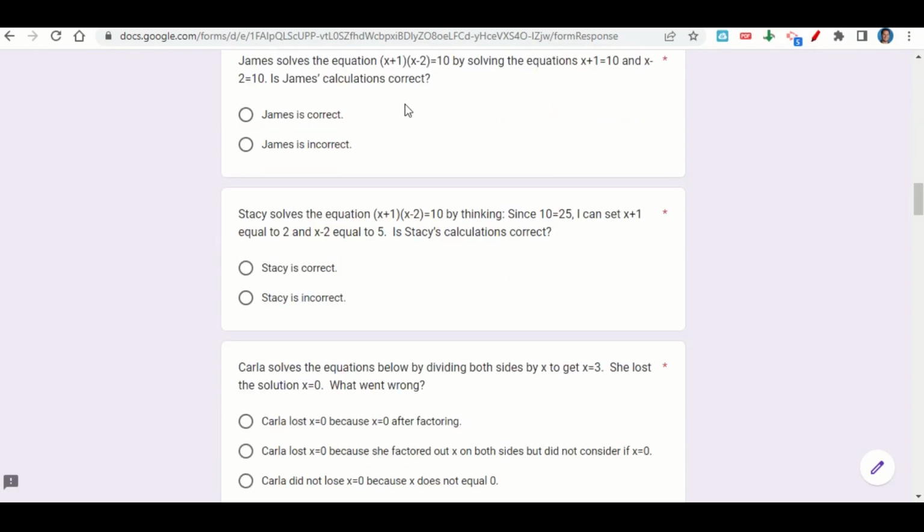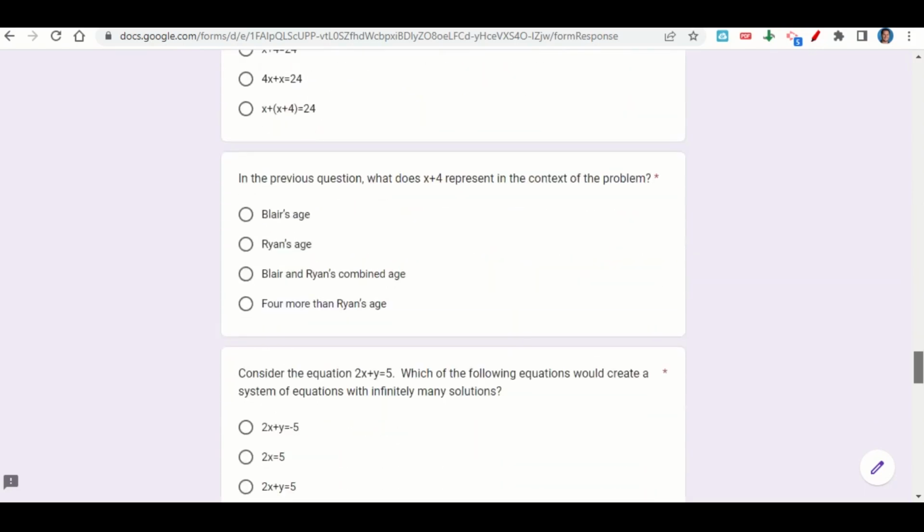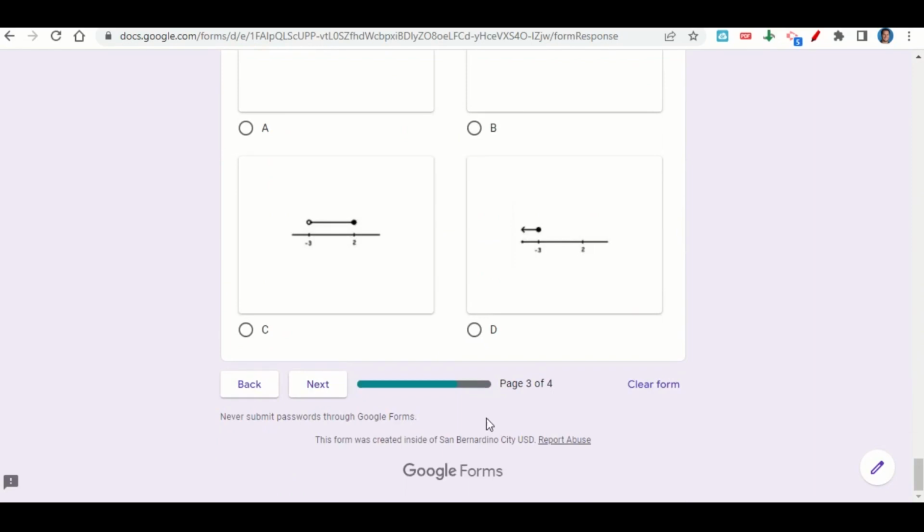Then if we scroll down, we can see more questions. This one says, James solves the equation x plus 1 times x minus 2 equals 10 by solving the equations x plus 1 equals 10 and x minus 2 equals 10. Is James' calculation correct? Well, we know that it is not correct, so we put James is incorrect. Now we go ahead and scroll down and we keep going until we get to the end. Once you get to the end, go ahead and click next. This will take you to your before you go. Go ahead and fill out your before you go and then submit your work on Google Classroom.